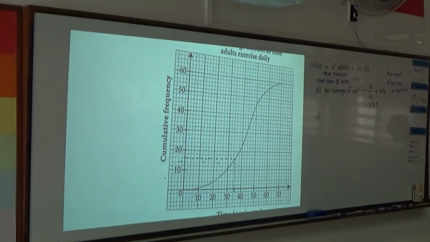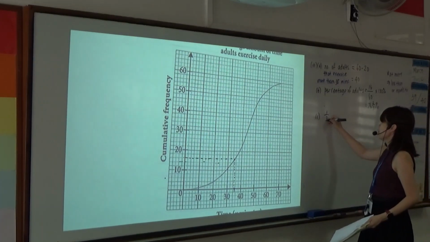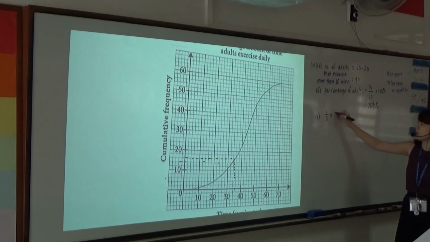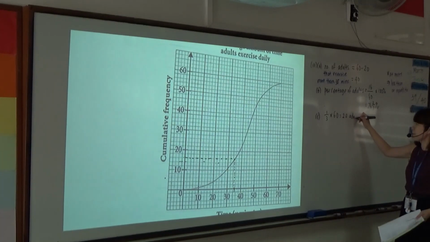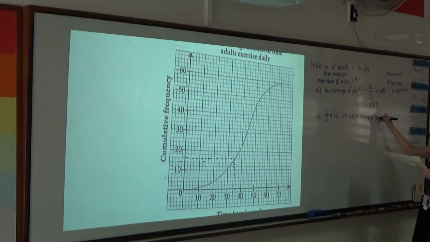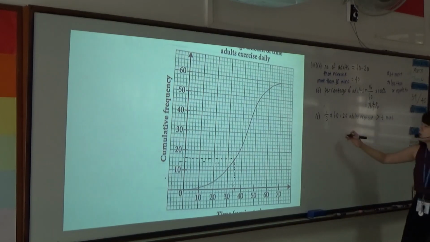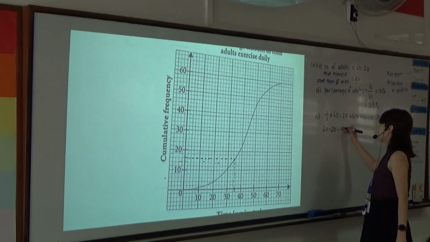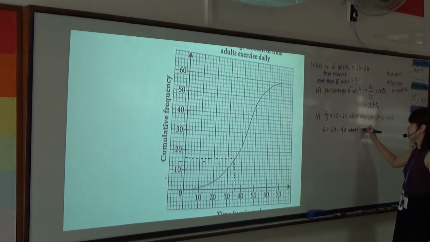Next for part C. Part C asks for the value of T if 1/3 of the adults exercise more than T minutes. So we find out how many adults are there for 1/3 of them. That is actually 20 adults. So 20 adults exercise more than T minutes. Maybe we write the inequality, more than T minutes. But in order to read my graph, I need to know how many adults are actually exercising less than or equals to. So I'll need to take 60 minus 20 in order to find that number.